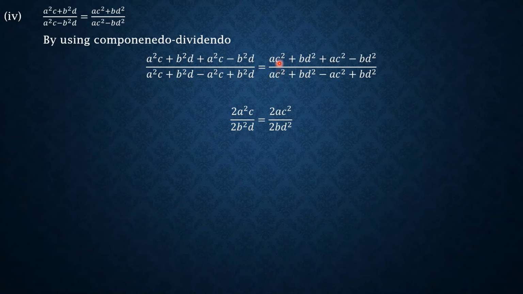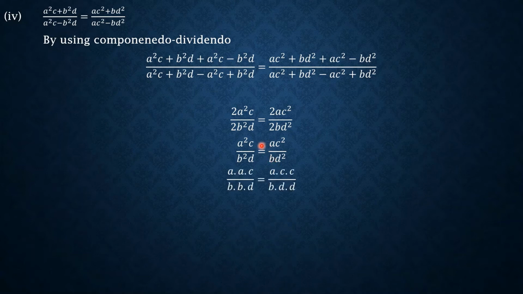Now the same case in the right side is AC square plus AC square will give us 2AC square, and BD square will be cancelled by minus BD square, and in the denominator we have AC square minus AC square will be cancelled by each other, and we have BD square plus BD square equal to 2BD square. Now 2 will be cancelled in the numerator and denominator of both sides, and we have A square C by B square D equal to AC square divided by BD square.